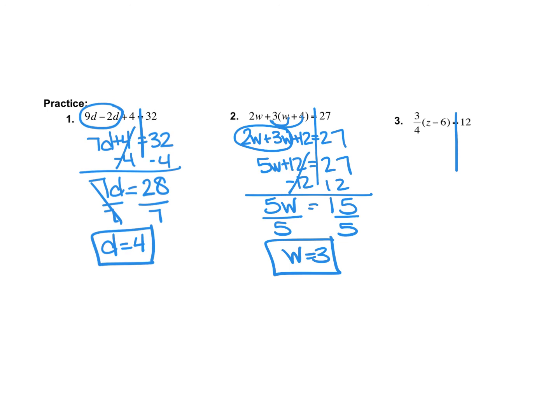So I'm looking at what is the 3/4 doing to the z? It's multiplying. So to undo multiplication, we're going to divide. And dividing, I could take 12 divided by 3/4, or I could multiply by its reciprocal, and that's what I'm going to do here. All right, so that canceled out, so we're going to rewrite our problem.